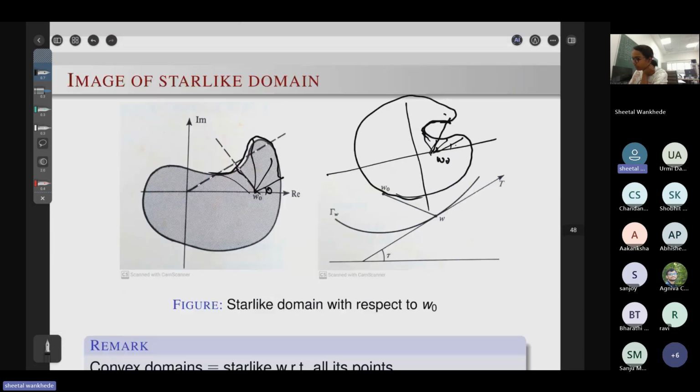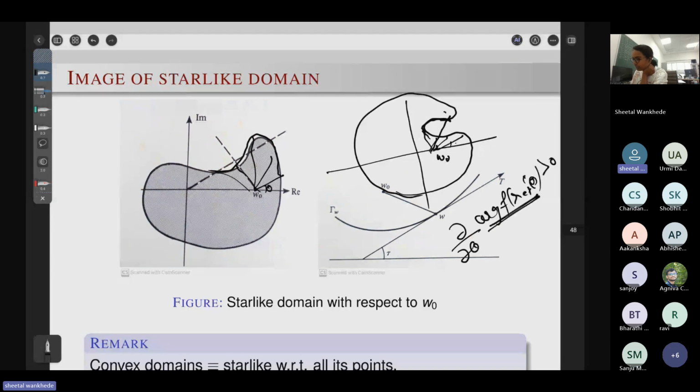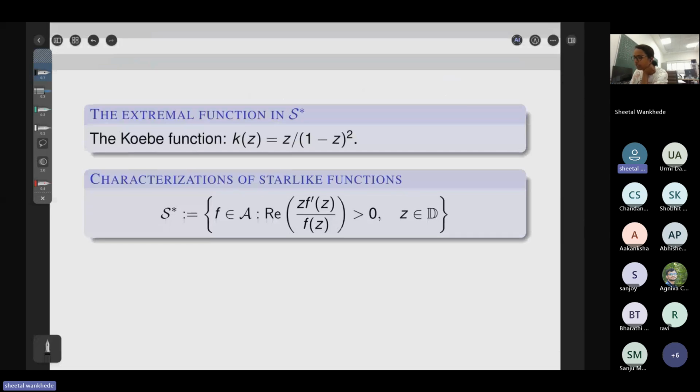That's why geometrically the condition that implies the function to be star-like is that del by del theta of the argument of f of r e to the power iota theta should be positive. That means this argument of the function should be in increasing mode. So here one remark we can make: a convex domain should be star-like with respect to all of its points. If the domain is star-like with respect to all the points, we can say the domain is a convex domain.